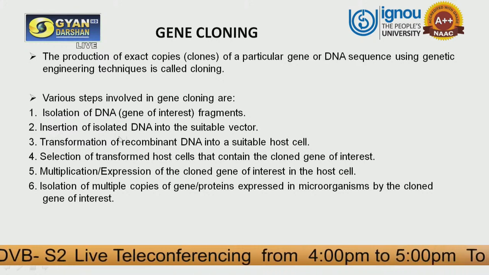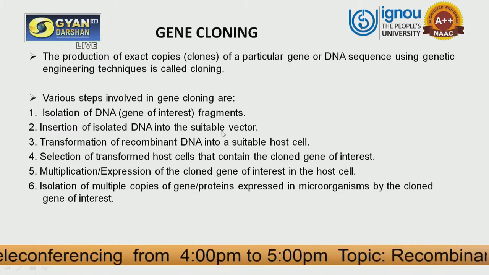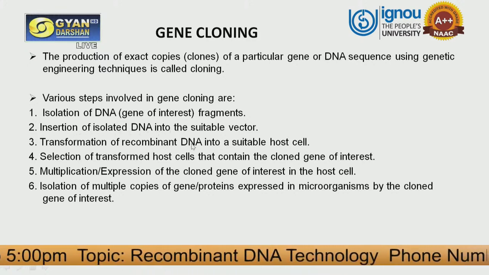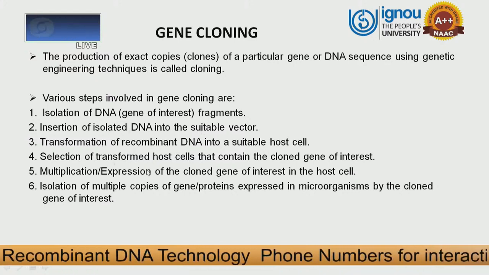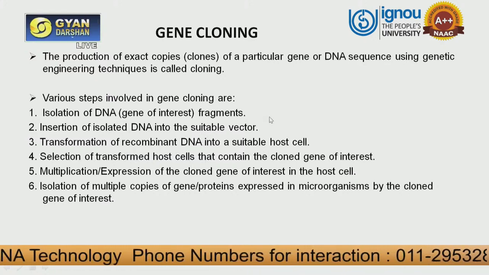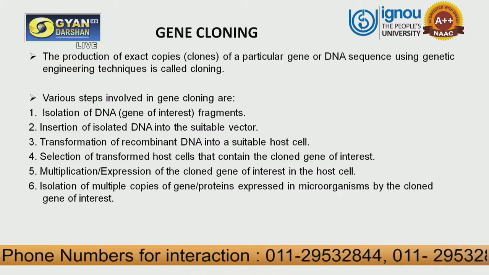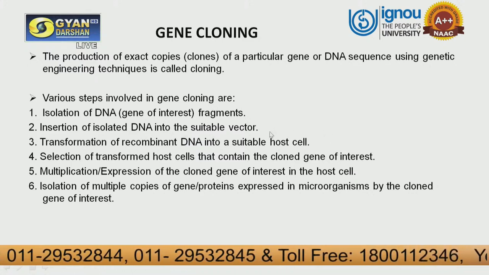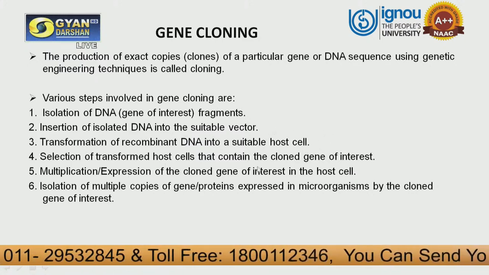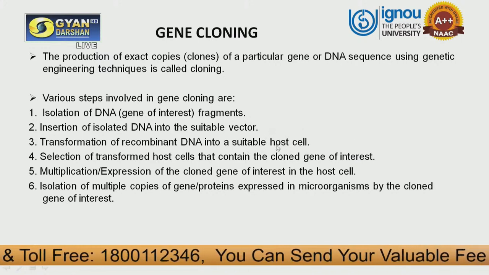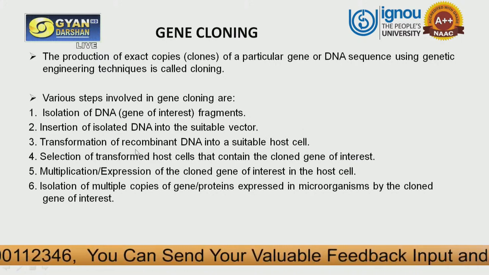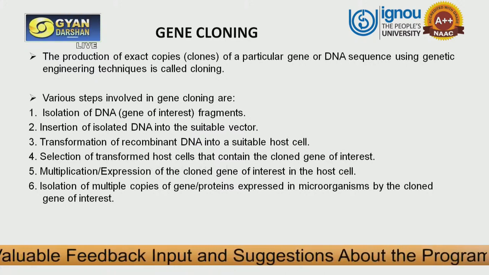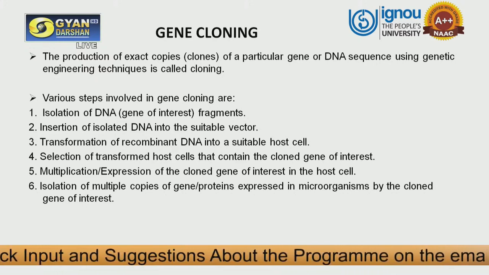After this, once the gene of interest is cloned in a suitable vector, it has to be transformed. Because now you have recombined the vector with the gene of interest, it is called recombinant DNA. Now this recombinant DNA has to be transferred into a suitable host cell. Once it is transformed into a host cell, next comes the selection process. Now you have to select based upon the marker gene present in the vector. So accordingly, you have to go for the selection process.